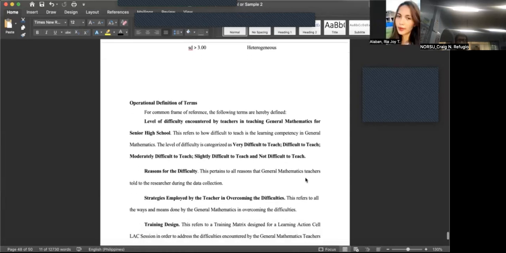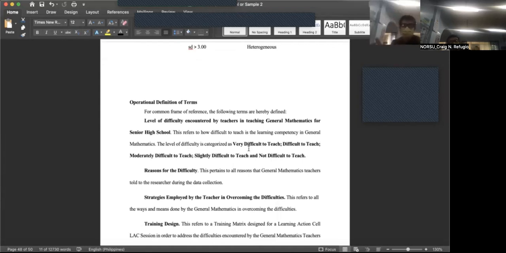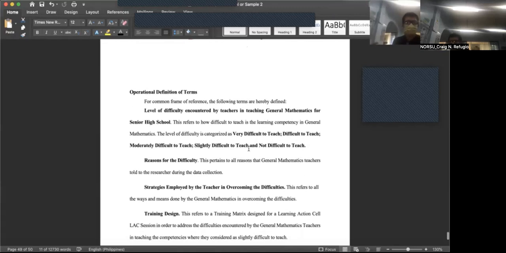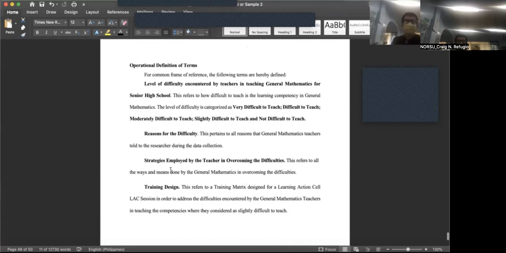Okay, so that would be the first term to be defined and contextualized based on your own research proposal. Then reasons for the difficulty. That must be copied exactly because that is our problem number 2. This pertains to all reasons that general math, blah, blah, blah. Then strategies employed by the teacher in overcoming the difficulties. If your target respondent is a student, then strategies employed by the student in overcoming the difficulties. Did you get me?